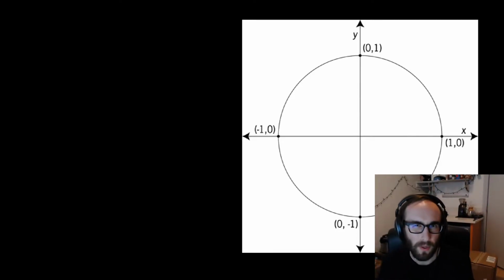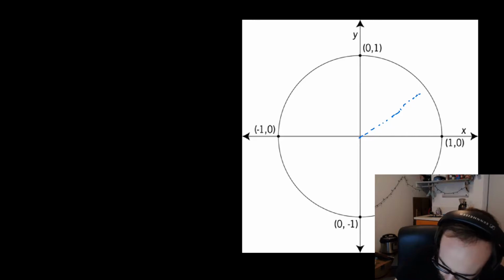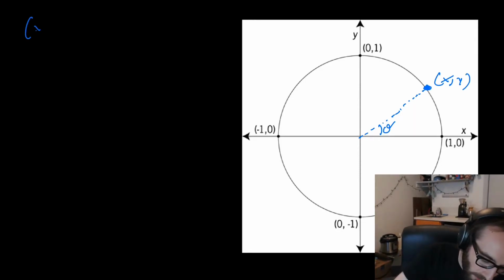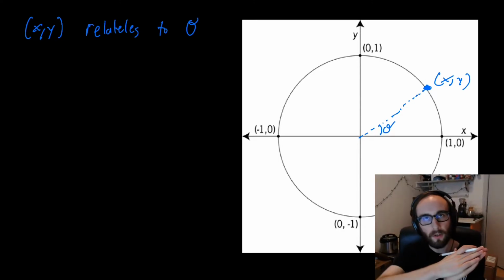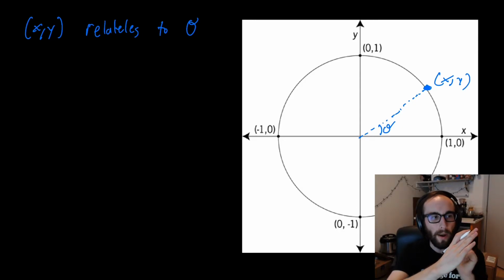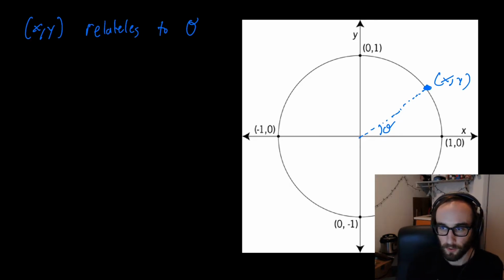And what we're going to be doing with the unit circle is looking at points on the unit circle and seeing how they correspond to the angle to get that point. So here we have a point on the unit circle. Here we have an angle theta. And we're going to be looking a lot at how x and y relate to theta. In other words, when we have an angle, where does that terminal side pass through or intersect the unit circle?